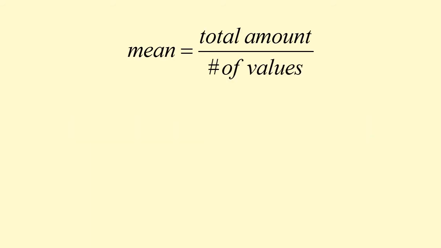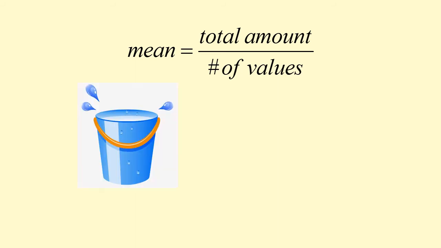So what we did in both of these situations is we took the total amount of the thing we're talking about and divided it by the number of values that contributed to that total. For example, with our water footprint problem, we took the amount of water used by each person, totaled it up, and divided by the number of people using. Although in this case, the totaling was already done for us.